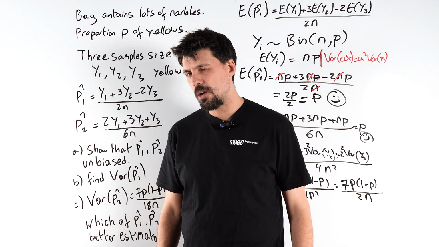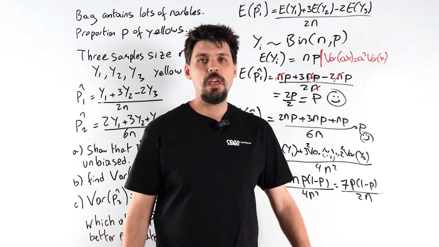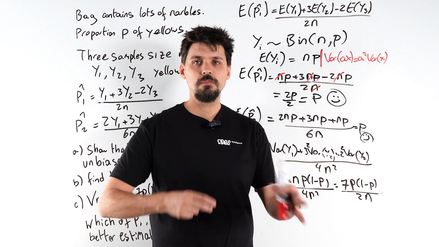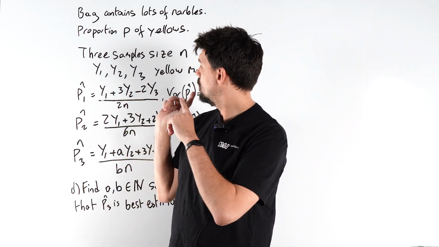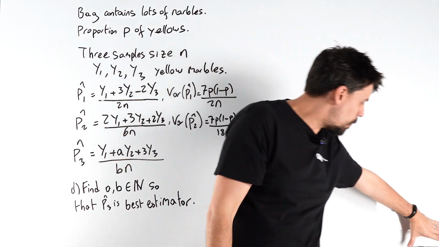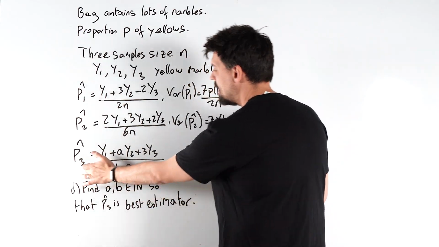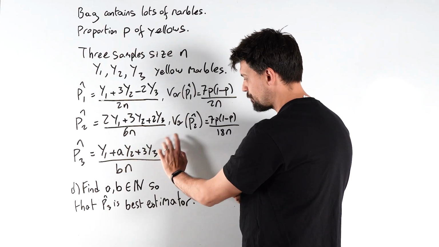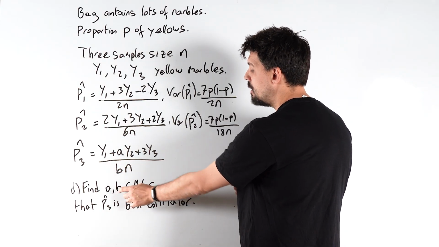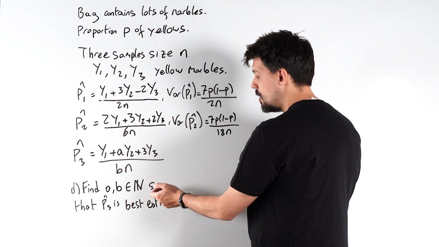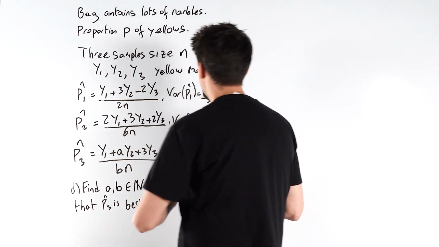Cool. We're not done. Let's go to the next part of this question. We're going to add in a third estimator, P3, which is y1 plus a y2 plus 3 y3, over bn. We want to find a and b, positive integers, so that P3 is in fact the best estimator between the three.